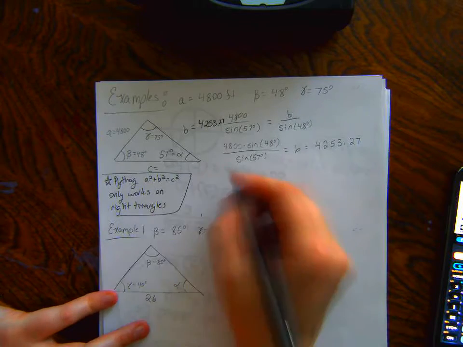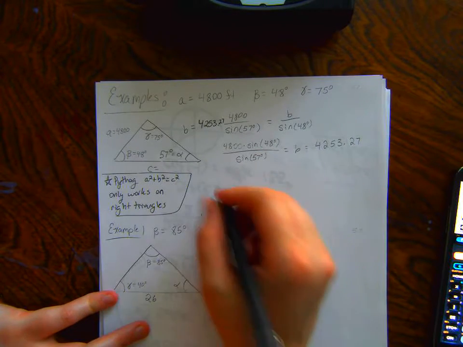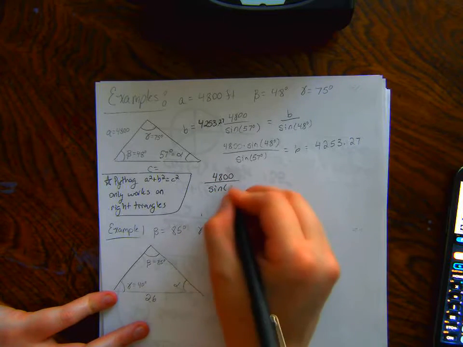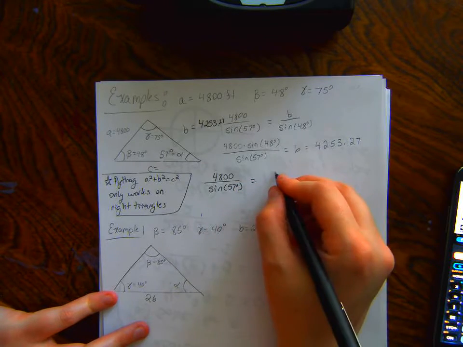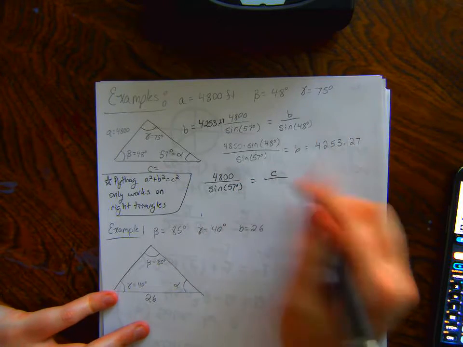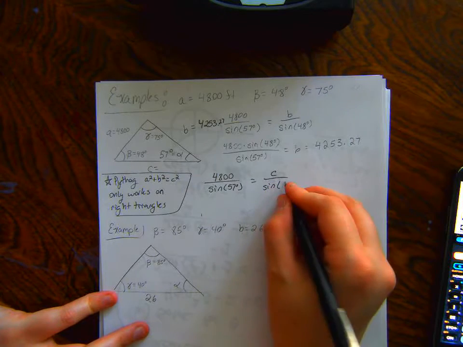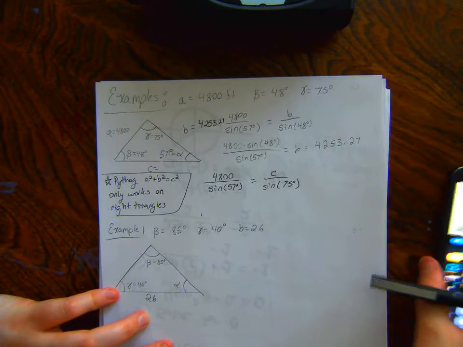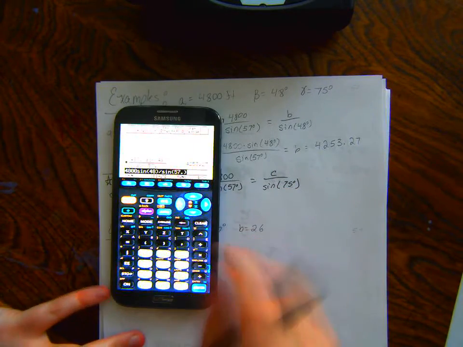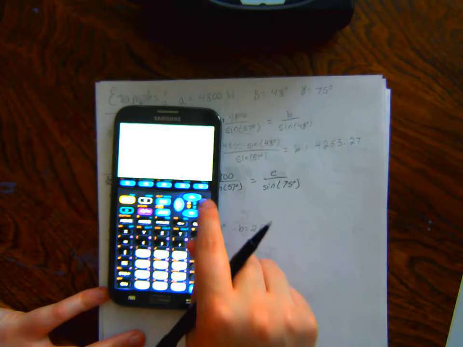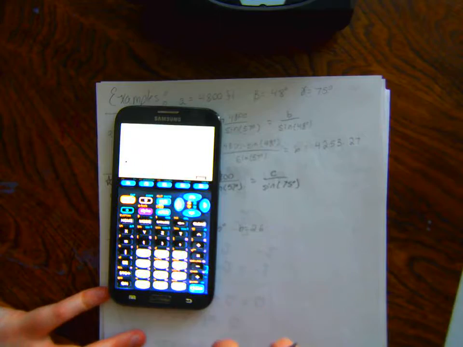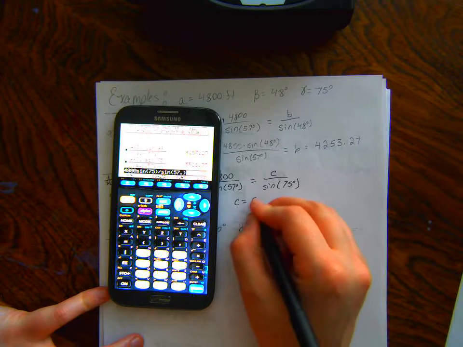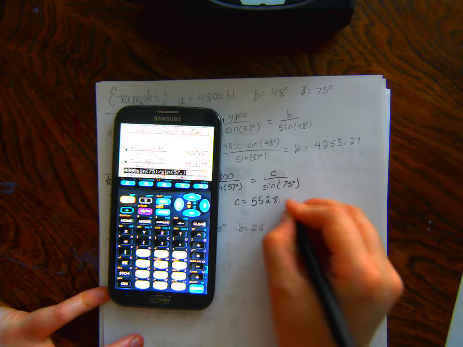Alright, now to solve for C, we're going to do the same thing that we did to solve for B. Okay, so we're going to go 4,800 over sine of 57 degrees equals C over, now we're going to be using gamma, sine of 75 degrees. Okay, if we multiply both sides by sine of 75, that will give us C. So let's go ahead and do that. Okay, enter that into your calculator. And you should get that C equals 5528.33.